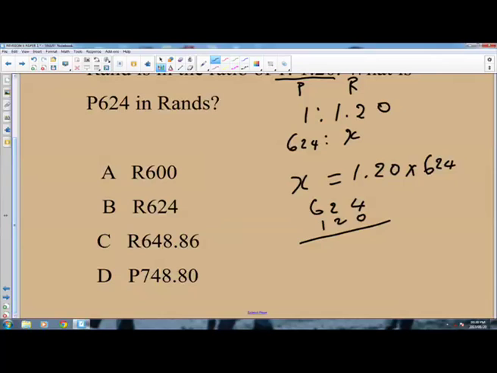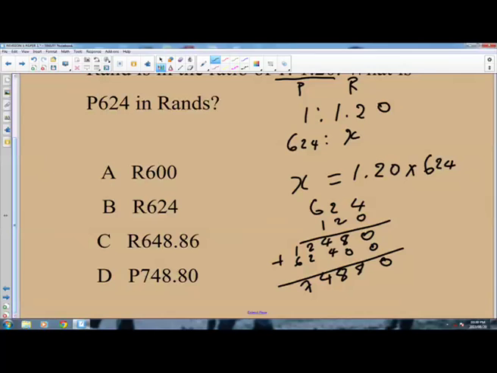So when we multiply by the 0 here, it will be 0 here. And then 2 times 4 is 8. 2 times 2 is 4. And then 2 times 6 is 12. And then we can now multiply by the 1 here. 1 times 4 is 4. 1 times 2 is 2. And then 1 times 6 is 6 here. And then we can add now. 0 plus 0 is 0. 8 plus 0 is 8. And then 4 plus 4 is 8. And then 2 plus 2 is 4. 1 plus 6 is 7.